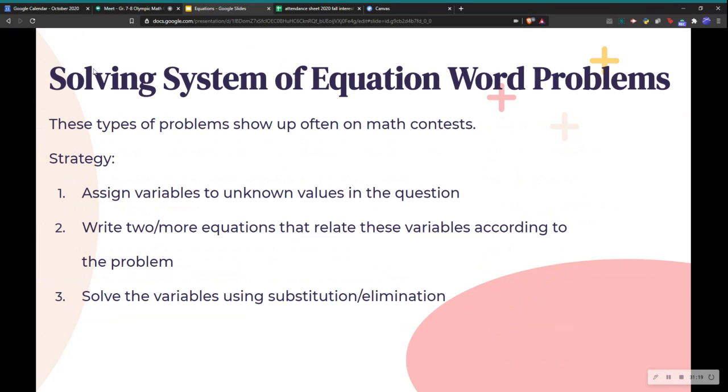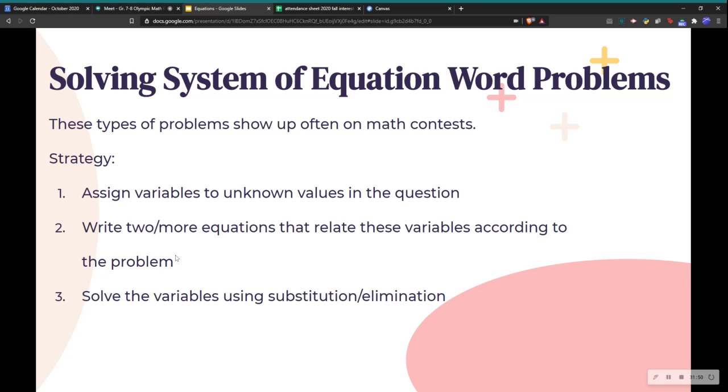And then we're going to look at how you can implement systems of equations into word problems, because these show up a lot in math contest problems. So you want to make sure you understand how to solve these kinds of problems. Basically, the strategy is you assign variables to unknown values in the question. So I can say let x be the variable that we want to solve. You can also have let y be another variable.